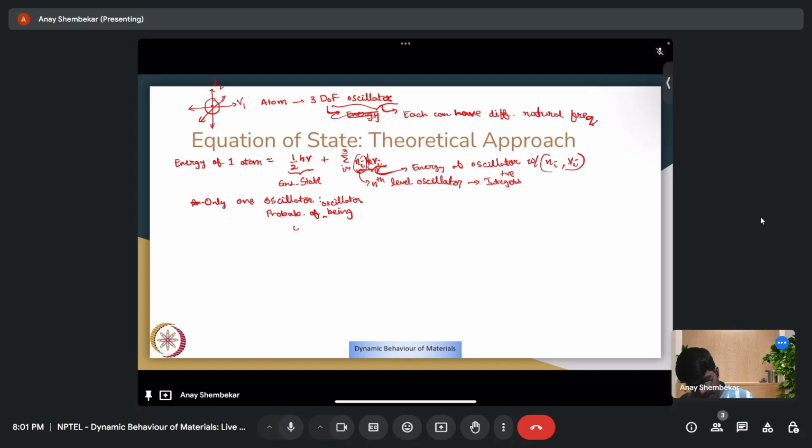being with energy epsilon i is proportional to g_i e raised to minus epsilon i by kT. Again, kT is constant, and g_i refers to something called degeneracy, which you can think of in a simplified manner as the number of different states to achieve the same energy epsilon i.